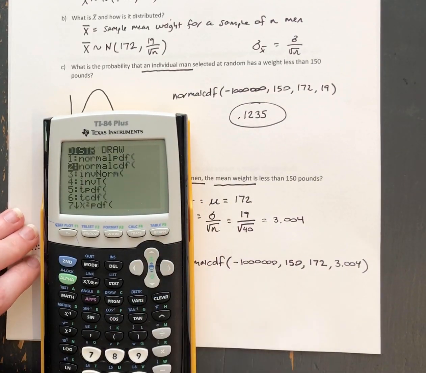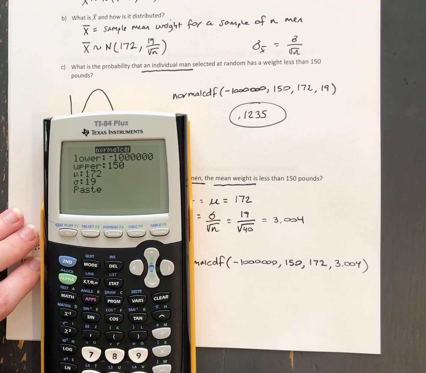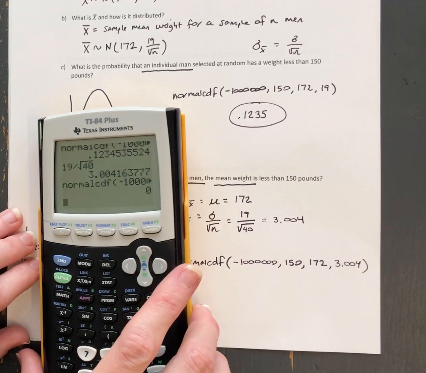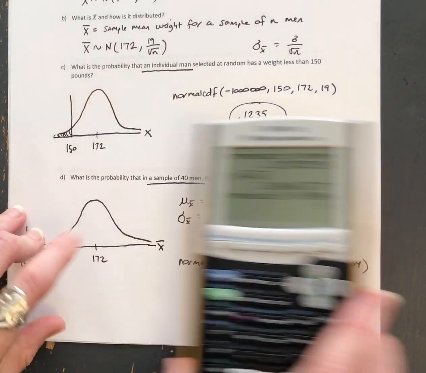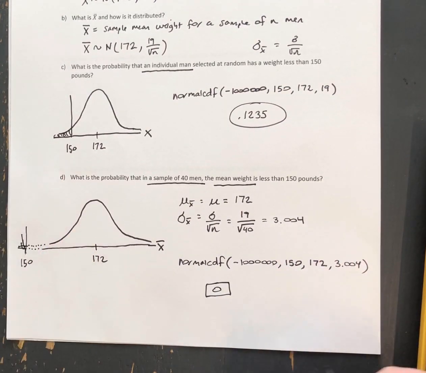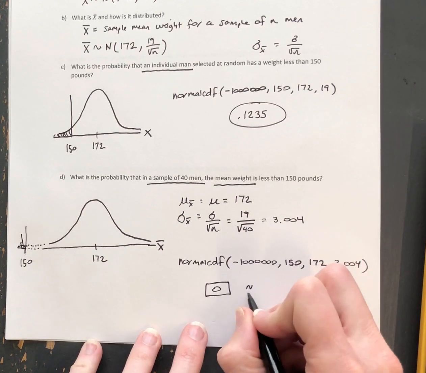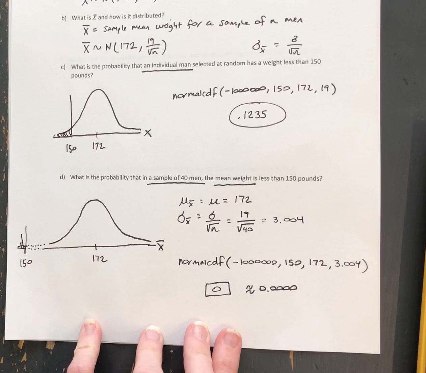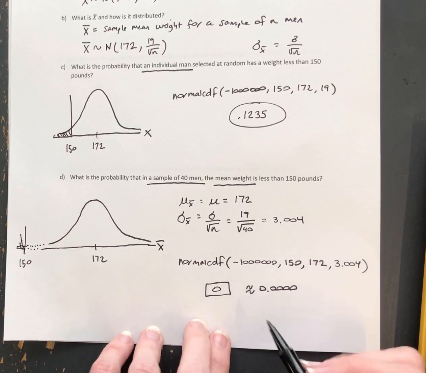So if we go to normal CDF, lower is still negative 1,000,000, upper is still 150, mean is still 172, but our standard deviation is now down to 3.004. And that's gonna make this much more unusual. It's so close to 0 that the calculator in fact tells us it is 0. It's not really, but I'll do it this way, approximately, right? If we're going to 4 decimal places, it's 0 to 4 decimal places, right?